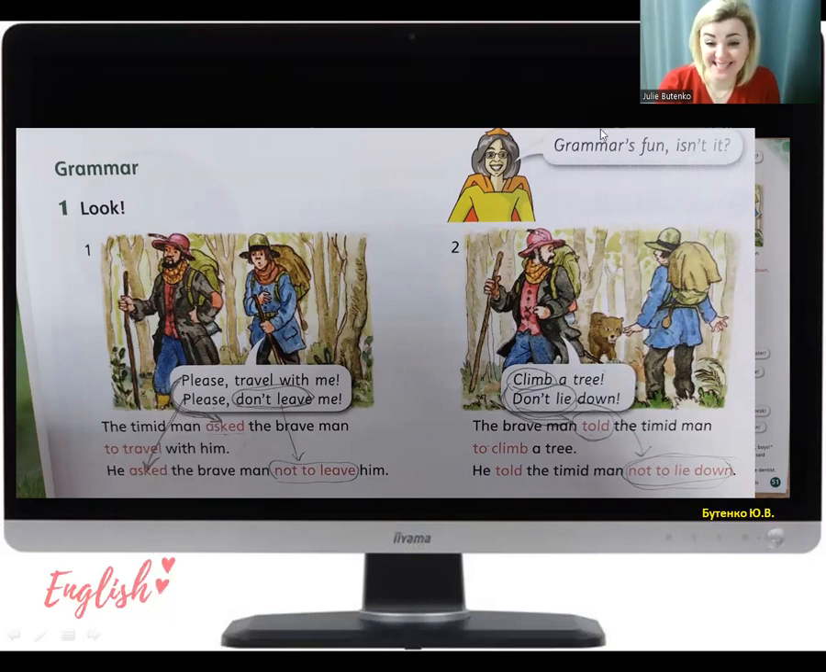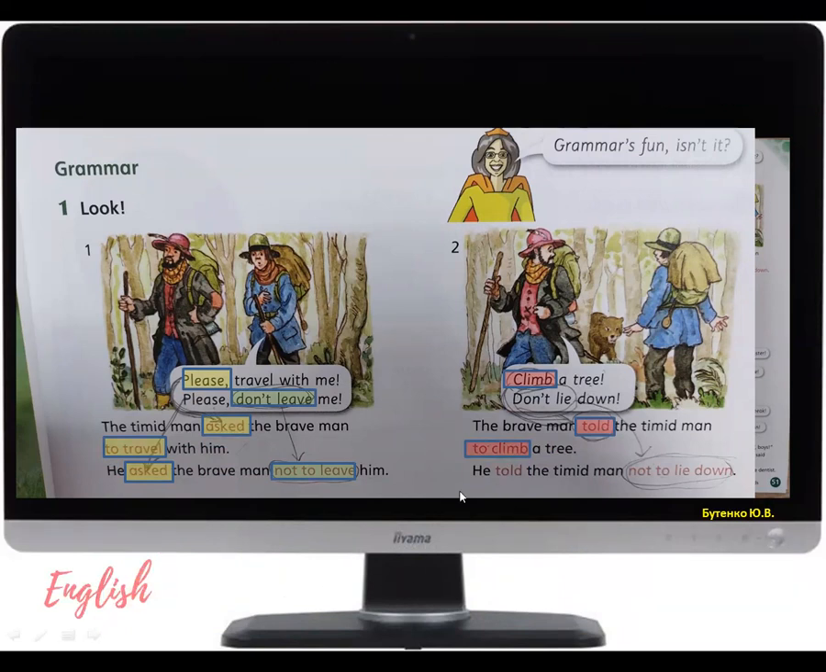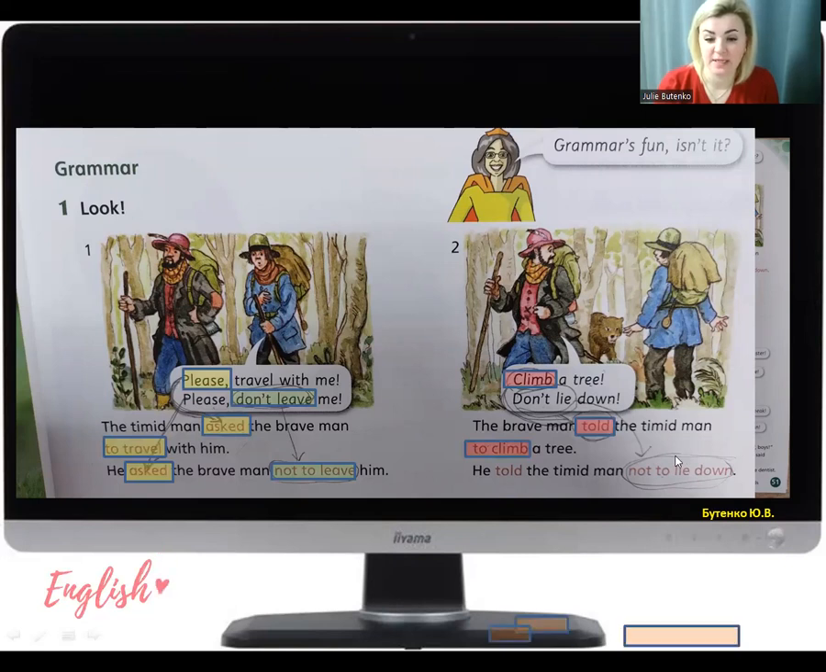If we don't have please, just an order or request, like climb a tree, don't lie down, we should use told to plus infinitive in the affirmative sentence, and in the negative sentence, not to plus infinitive. One more time. Please, asked, to or not to plus infinitive. Order, told, to plus infinitive in an affirmative sentence, and not to in the negative one.